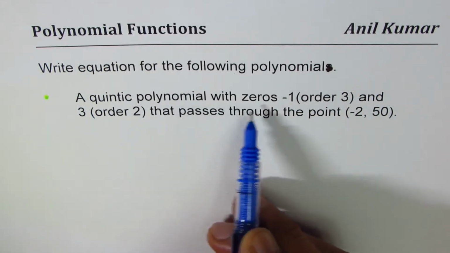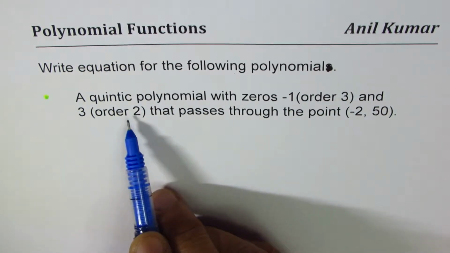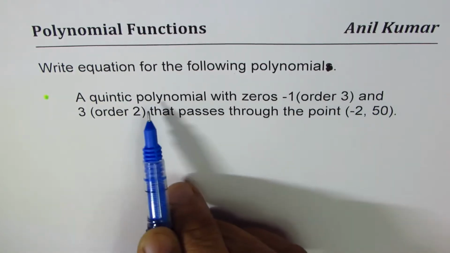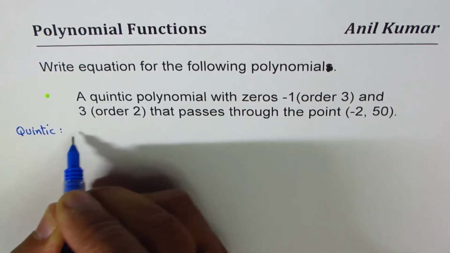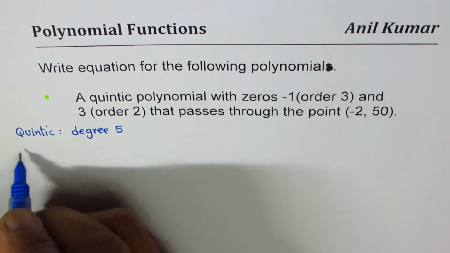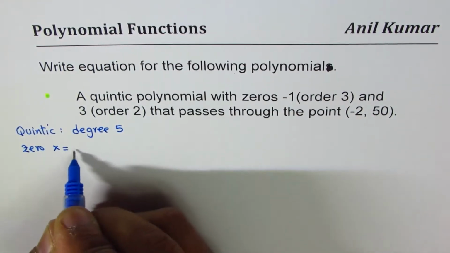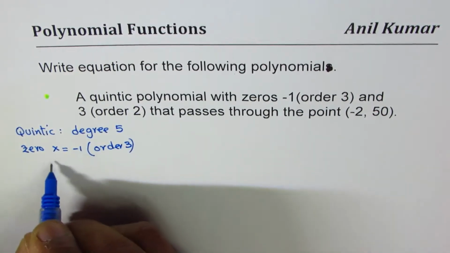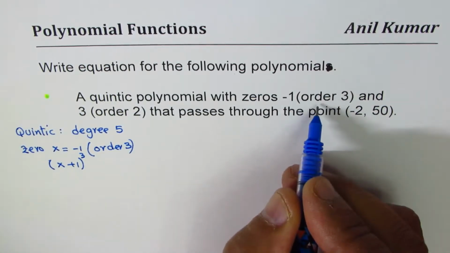A quintic polynomial with zeros -1 of order 3 and 3 of order 2 that passes through the point (-2, 50). So let's understand each term. First one, we are given quintic, which means degree 5. Now we are given zeros, so we have a zero at x equals -1 of order 3. That means the factor should be (x + 1) cubed. That's the first zero.